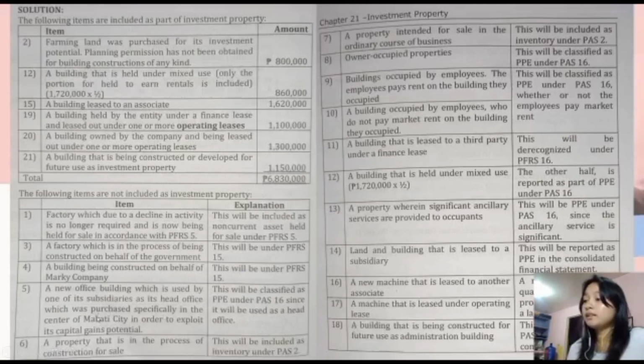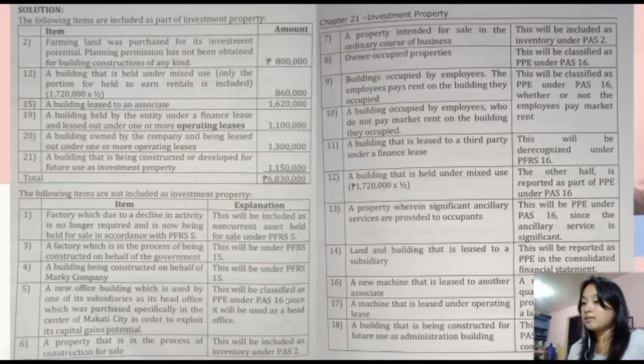A property intended for sale in the ordinary course of business will be included as inventory under PAS 2. Owner-occupied properties will be classified as PPE under PAS 16. For a building occupied by employees, where the employees pay rent on the building they occupy, this will be classified as PPE under PAS 16 whether or not the employees pay market rent.